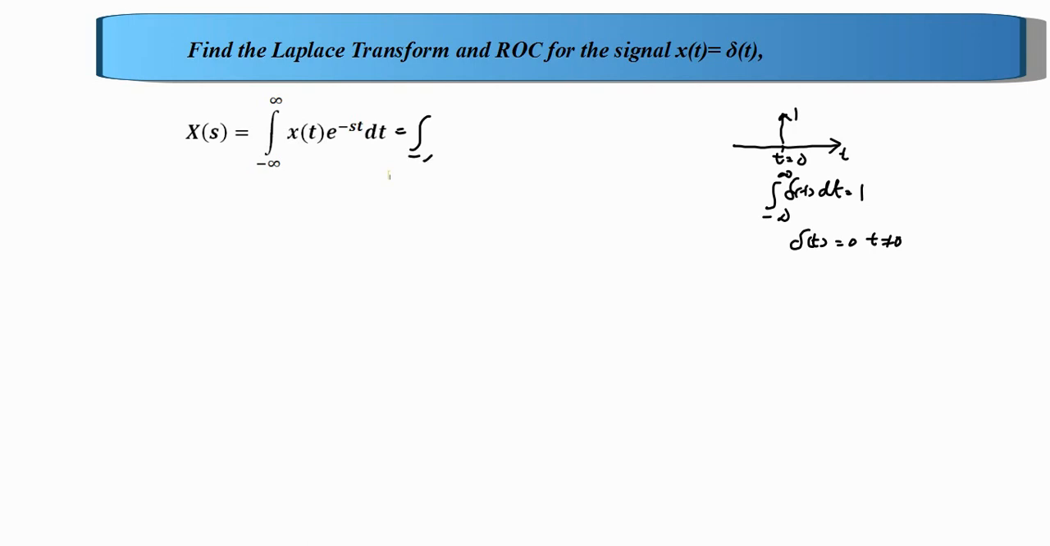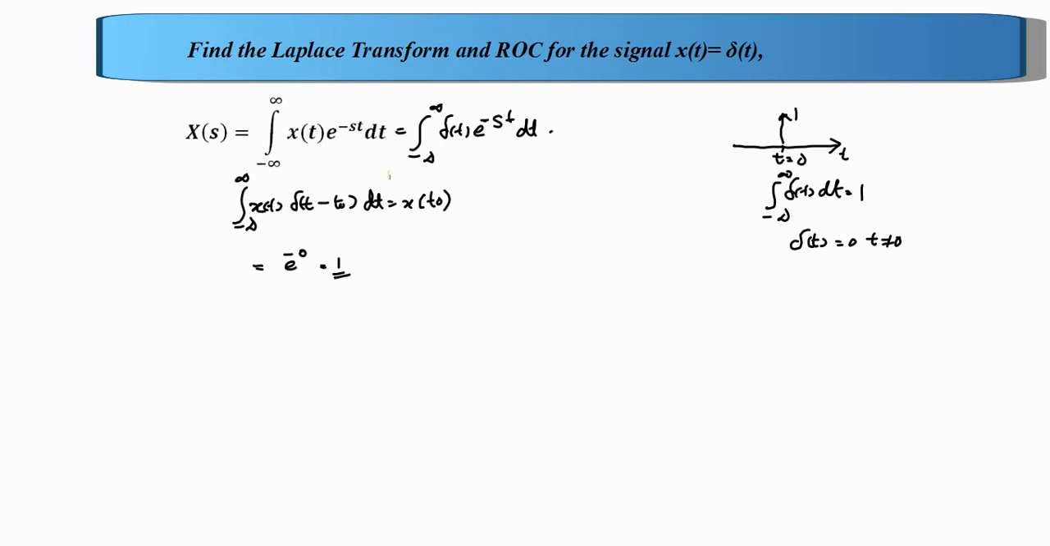So I can substitute here integral from minus infinity to infinity of del of t e raised to minus st dt, and the impulse signal exists only when t is equal to 0. So we can apply the property: if there is a signal x of t into del of t minus t0, integrated from minus infinity to infinity dt, the answer is equal to x of t0. Based on this property the answer becomes e raised to minus 0, so e raised to 0 is equal to 1.